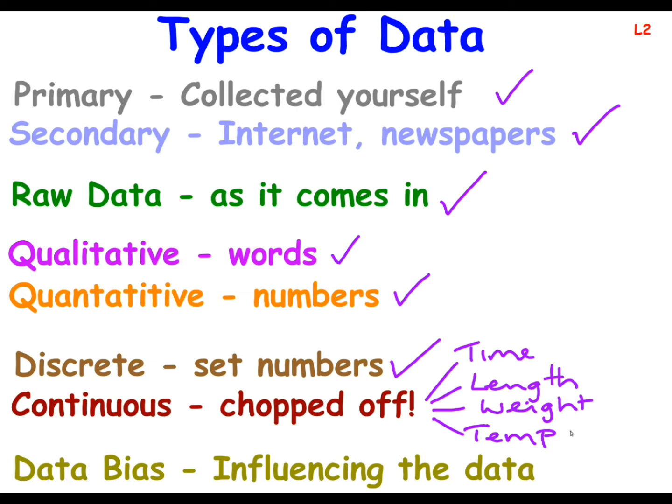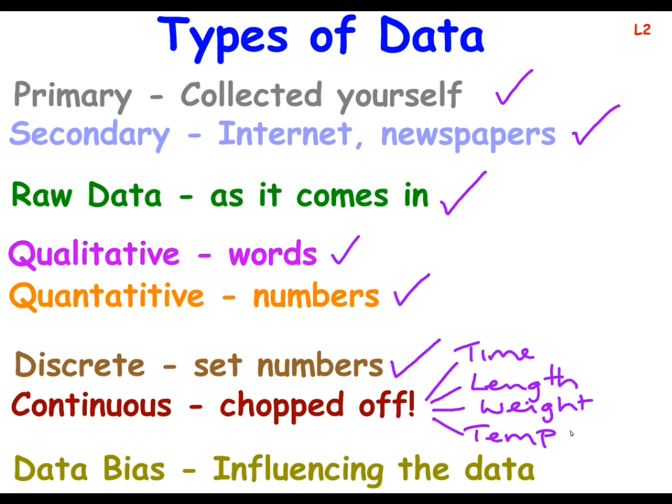The final phrase that you should really try to learn for this is data bias. Data bias is influencing our data. In other words, if we're doing our housing survey for the cost of houses in Lancashire, if we just asked people in Lytham St Anne's how much their houses were, then the average price of houses, especially in Lytham, would be very high, as opposed to somewhere else.